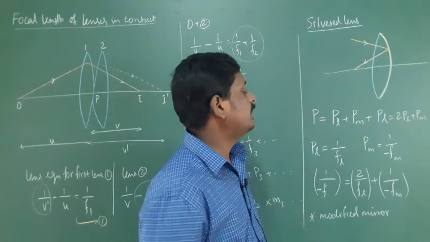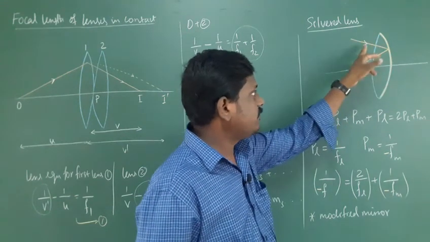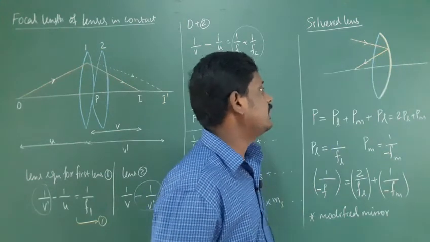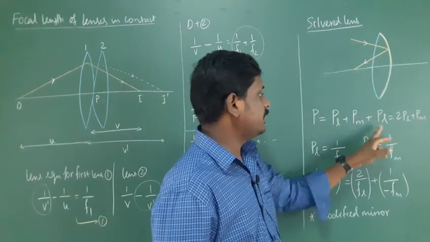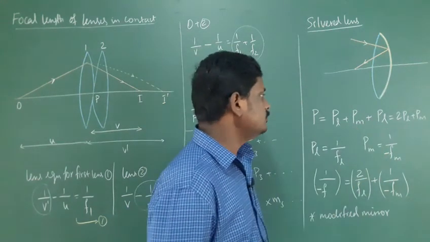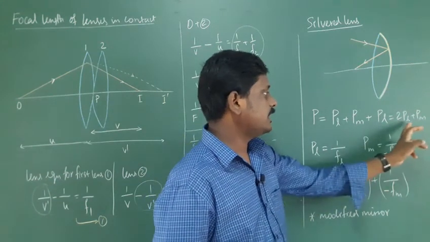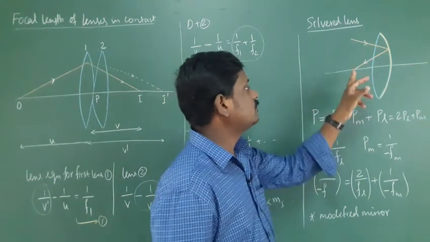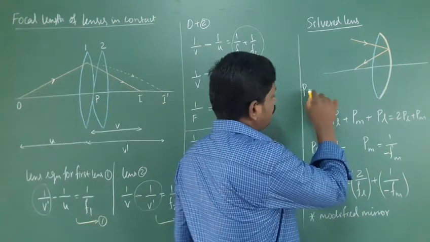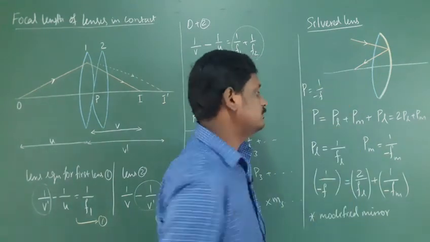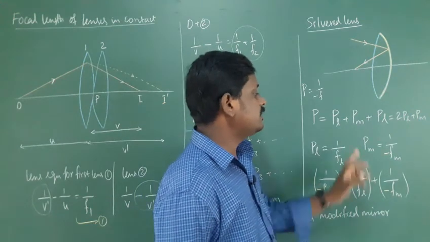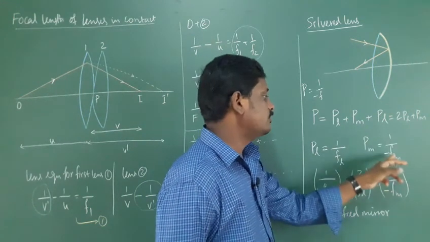The power of the silvered lens: the light passes through the lens, then reflects from the mirror, then passes through the lens again. PL is the power of the lens and PM is the power of the mirror, so the total power is PL plus PL plus PM, that is 2PL plus PM. For a lens, power is the reciprocal of the focal length. For a mirror, it is the negative reciprocal of the focal length of the mirror.